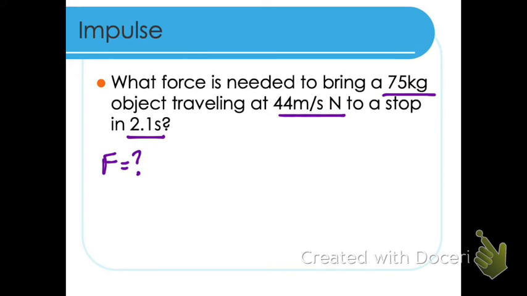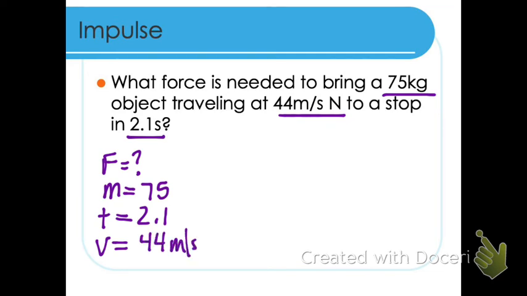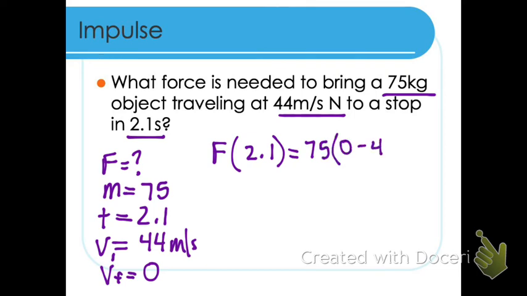I'm given mass. I'm given time. And I'm given velocity. And is my velocity that I'm given right here, 44, is that my initial or my final? Initial, because my final velocity is 0, because it says it comes to a stop. Okay, so I think I could just set them equal to each other, right? I can say force times time, 2.1, equals mass times 0 minus 44.